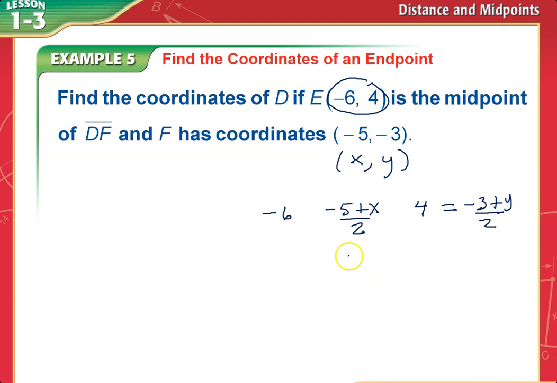So we're going to double both sides of our left equation here, and you get -12 is equal to -5 plus x, and then add 5 to both sides. So you get -7 equals x. And then we can do the same thing for y. We can say 8 is equal to -3 plus y, and then add 3 to both sides, and we have 11 is equal to y. So that's one way of doing it, showing all your work.